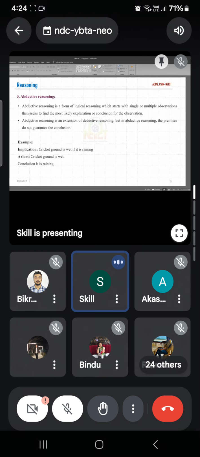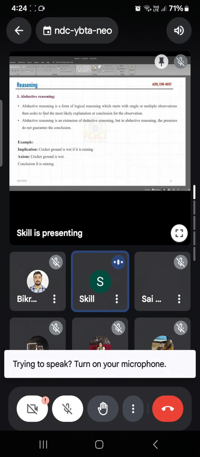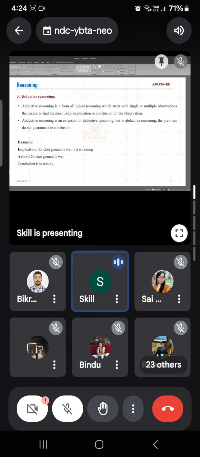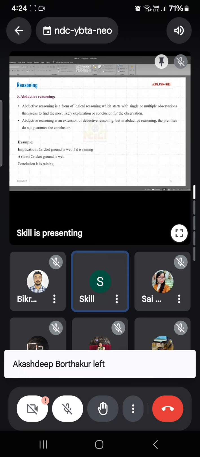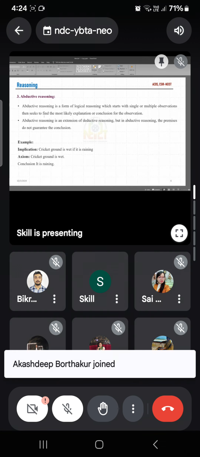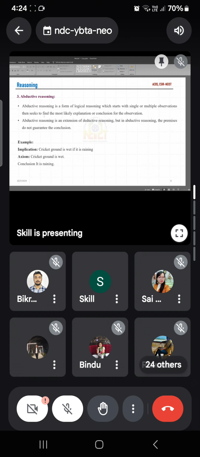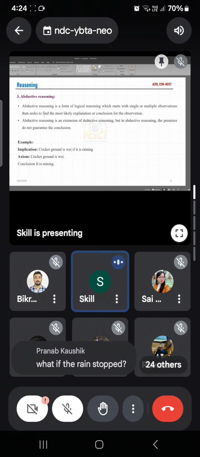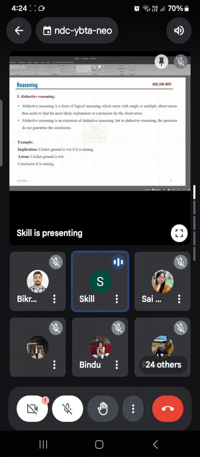With an example, we will see. Suppose we have the implication: the cricket ground is wet if it is raining. So the axiom will be the cricket ground is wet, and the conclusion we will make is that it is raining. We can conclude that it is raining by simply observing that the cricket ground is wet, and it is wet if it is raining. So we can conclude that it is raining.